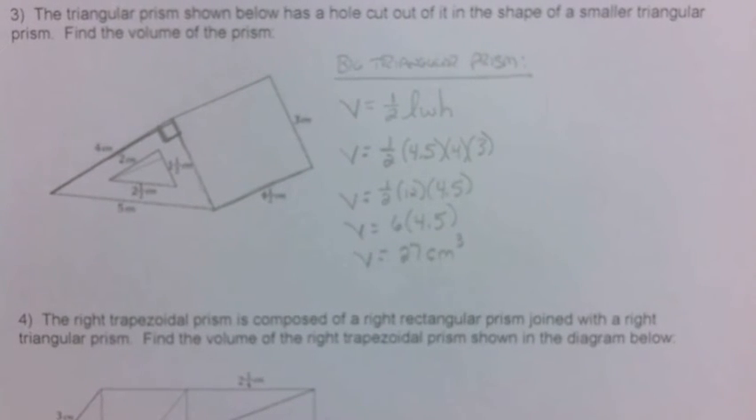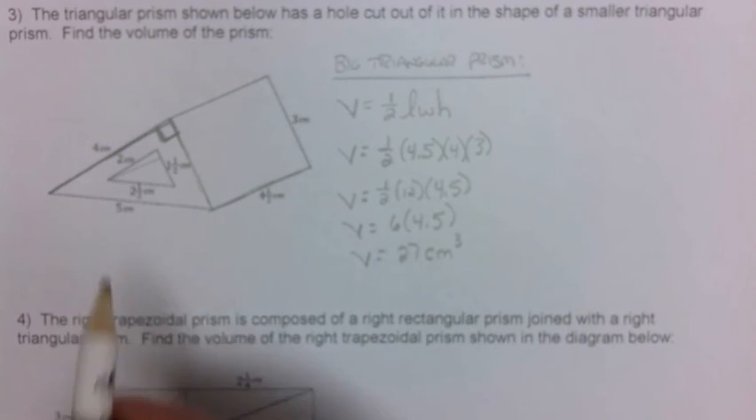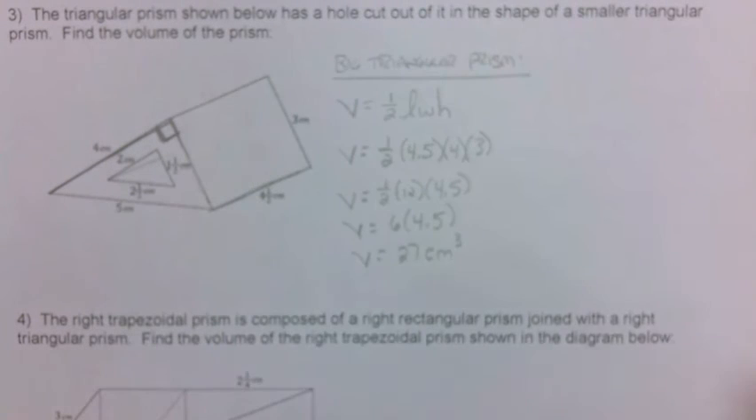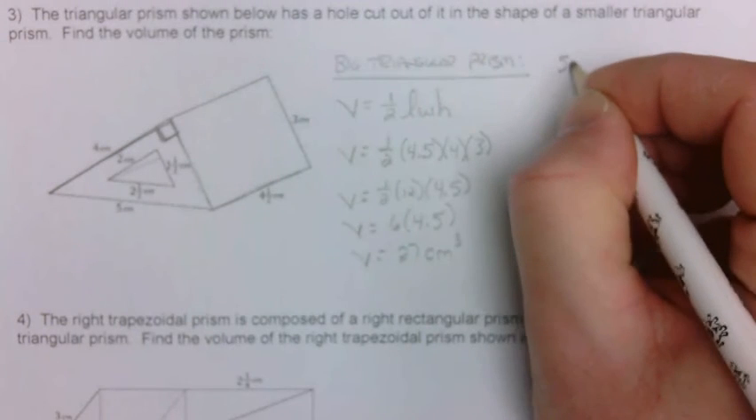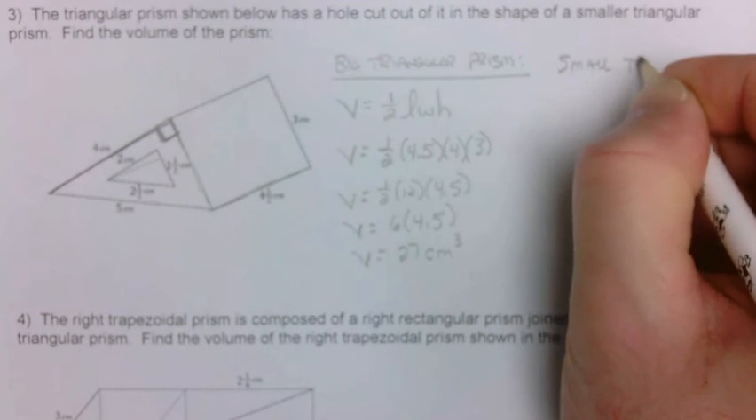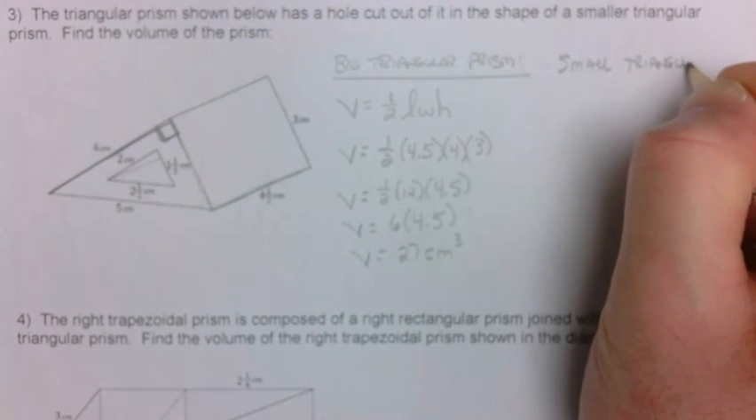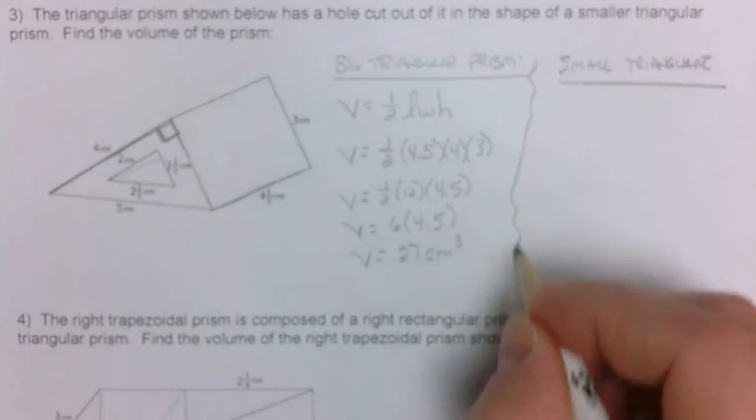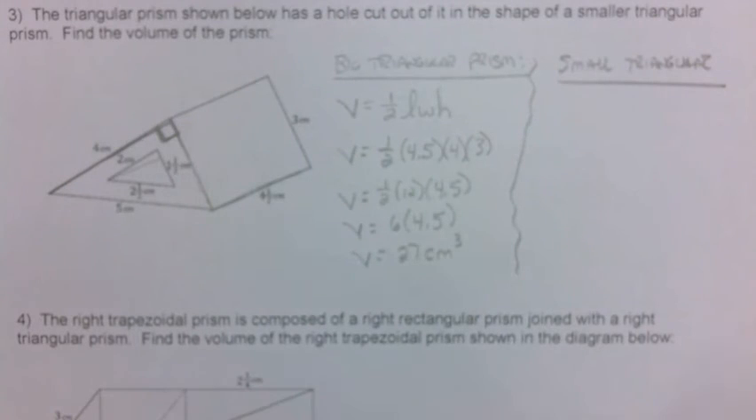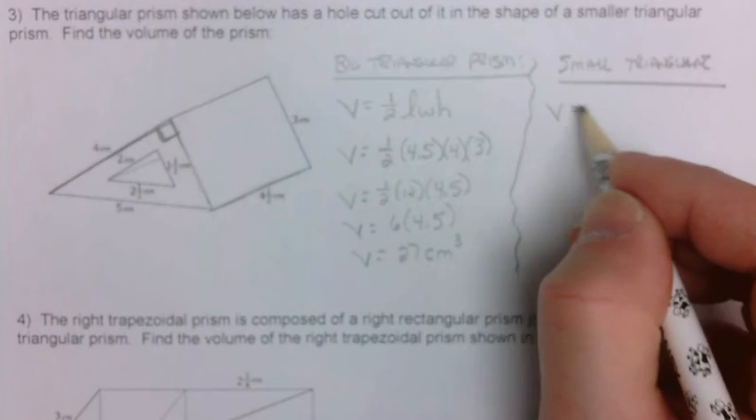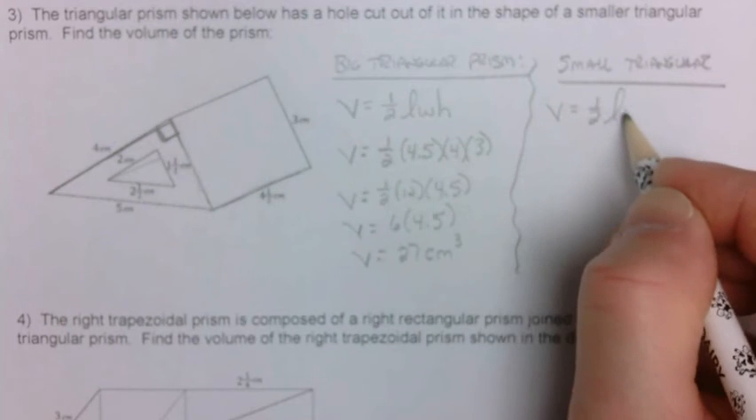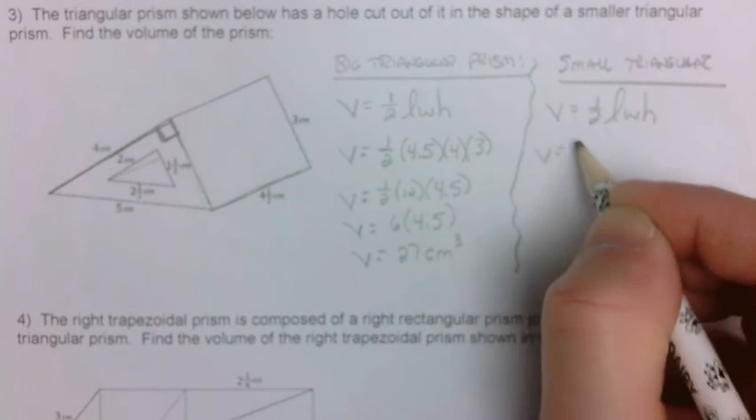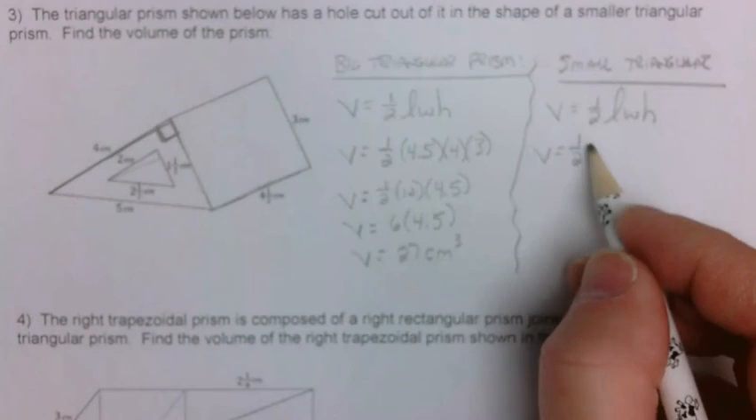Now I have to figure out the volume of the hole. And the hole is in the shape of a smaller triangular prism. So now let's do a small triangular prism, and not get in the way of the big triangular prism. Volume formula again is going to be 1/2 the length times the width times the height. And again, I'm going to have 1/2 times.